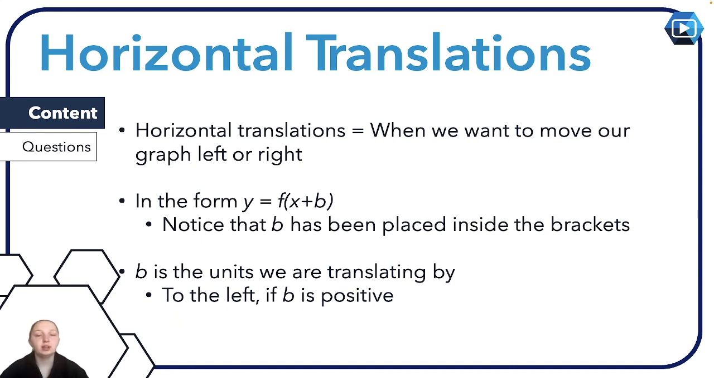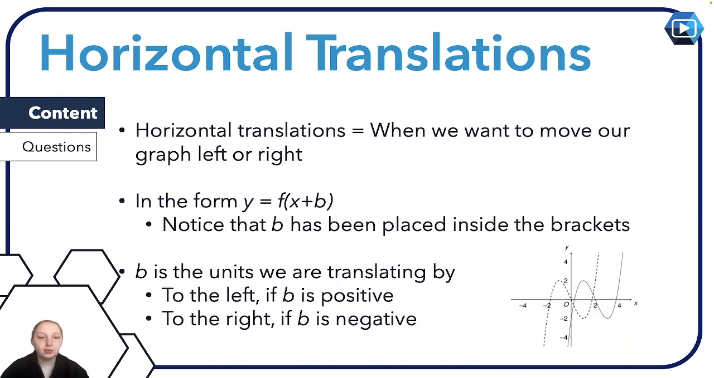So you're going to be moving towards the negative values of x if your value for b is positive. And on the converse, you're going to be moving to the right if your value for b is negative. This may seem counterintuitive, so it's important that you have a good grasp that it's to the left if b is positive and to the right if b is negative.